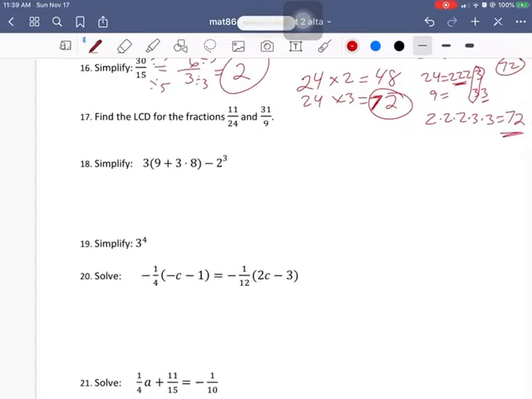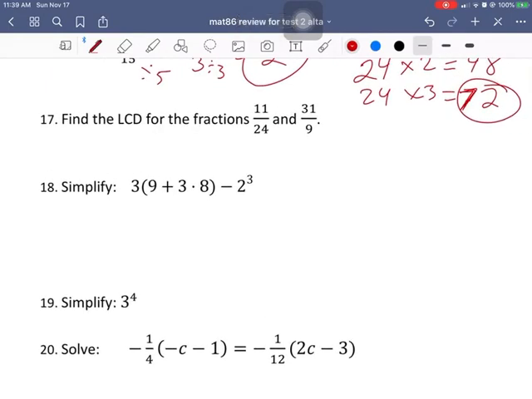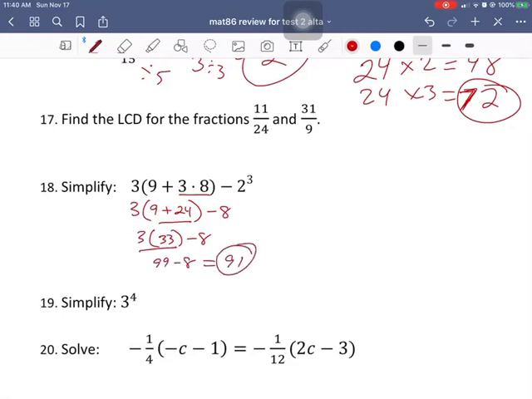All right, order of operations. Don't touch the 3. We are focusing on the parentheses. This needs to be done first. And you can do this, it's outside the parentheses. Raise this to its exponent, right? 2 times 2 times 2. Keep in the parentheses: 9 plus 24 is 33 minus 8. And then you're multiplying. So 99 minus 8 is 91.